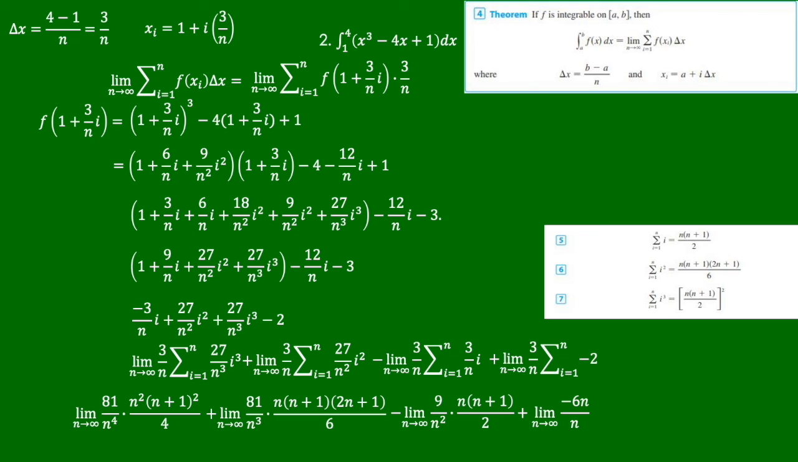From here, you're going to use the same rule where the number of n's in the denominator cancel out with the number of n's in the numerator of each of these 4 summations. Once you do that, you'll be left with 174 over 4.